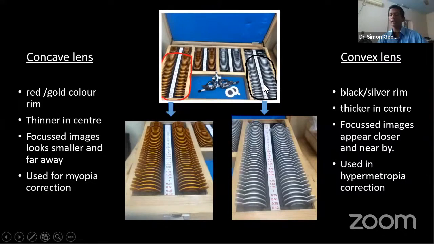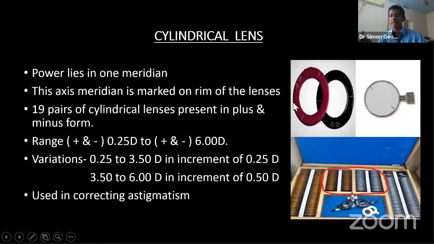Okay. Now, if you look at the right side of your trial set, you will see another set of lenses which have a silver or black rim. They are thicker in the center and the images look larger and closer. And these lenses are the ones which are used for treating hypermetropia. Okay, so these are the two main types of spherical lenses which are present inside a trial set. Now coming to the next type of lenses, these are known as cylindrical lenses, and these are the lenses which are present in the central part of the trial set, which I have circled with a red circle.